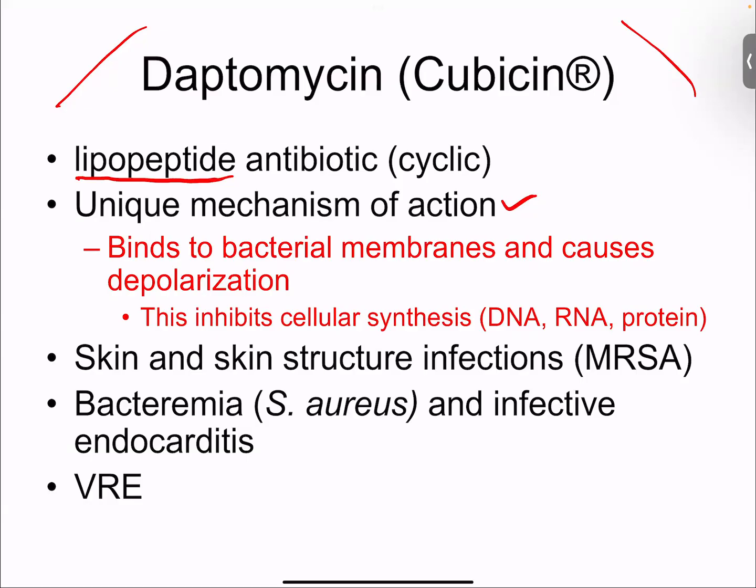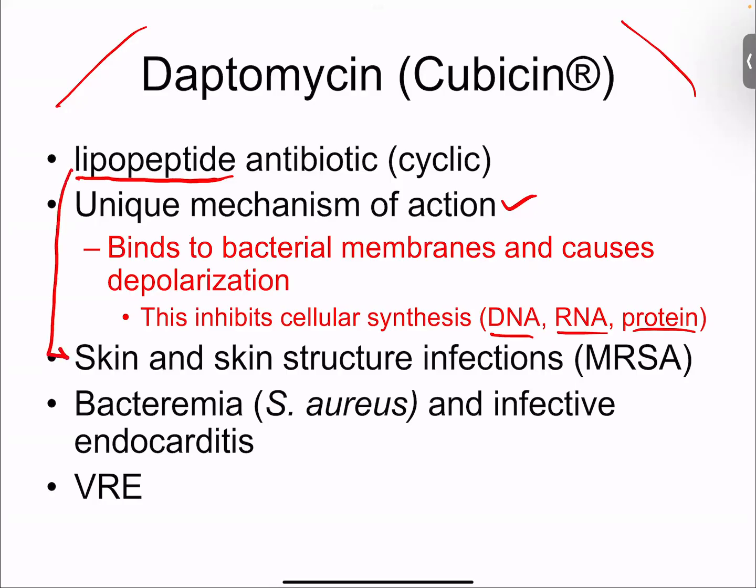So as it pokes holes in the bacterial cell membrane, ions can leak in, ions can leak out. And what you see is somewhat of a depolarization effect inside the bacterial cell that has been suggested to interfere with DNA, RNA, and protein synthesis. So it's a hole puncher is really what it boils down to. I think it likes to bind to phosphatidylglycerol in bacterial cell membranes.